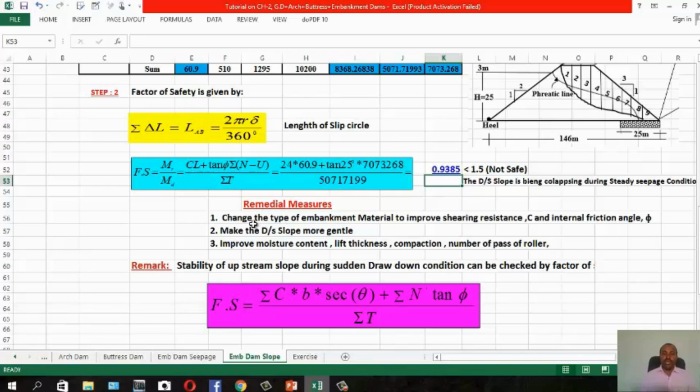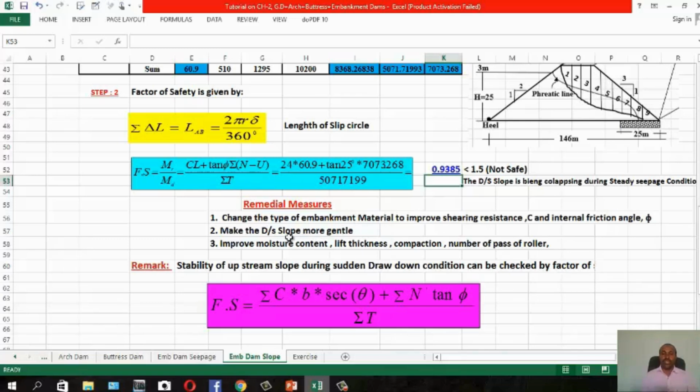So these are the remedial measures, some of the remedial measures to have a safe embankment dam. First, change the type of embankment material to improve shearing resistance, which is C, and the internal friction angle, which is φ. Make the downstream slope more gentle. Rather than 3 to 1, you can make it 4 to 1, but it may increase the volume of embankment fill. But you have no other option to make it safe.